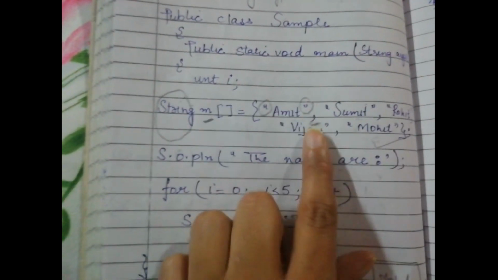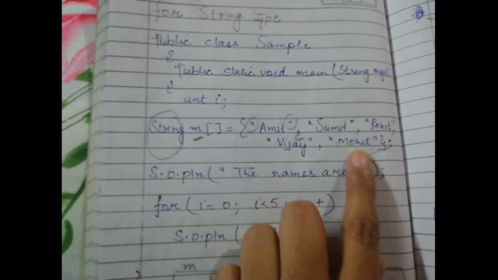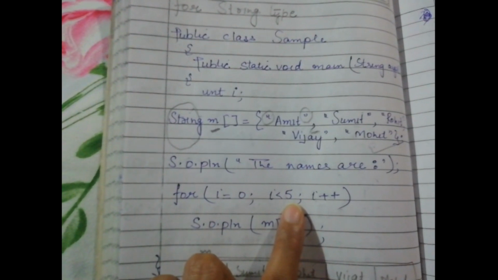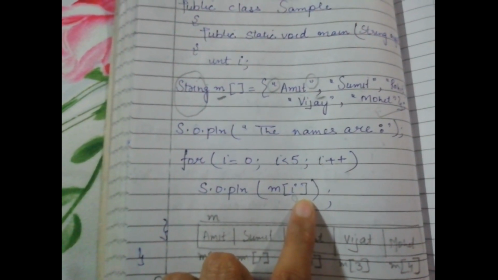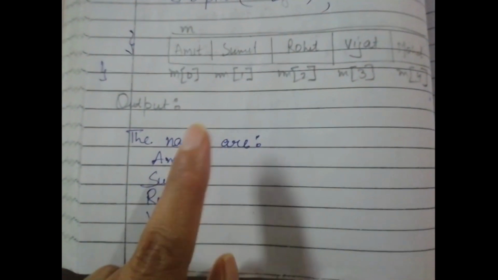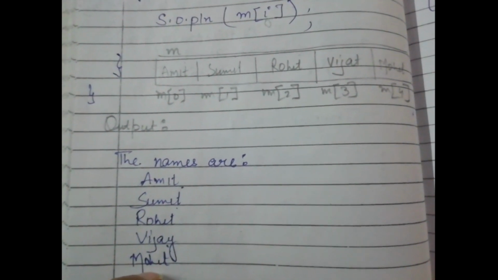The names are, how many names are there? 1, 2, 3, 4, 5. So from 0 to 5, that means from 0 to 4. So M0 will be replaced every time, and it will print the output like this. The names are Amit, Sumit, Rohit, Vijay and Mohit.